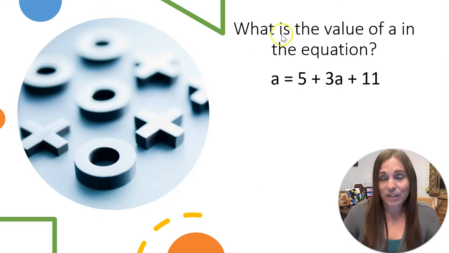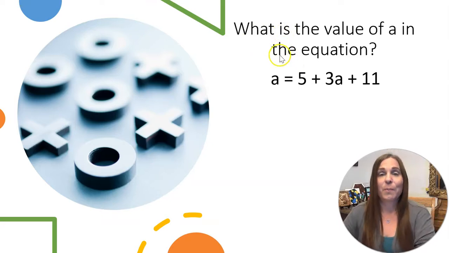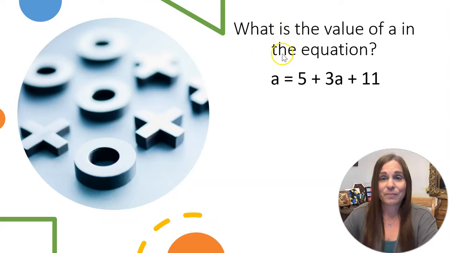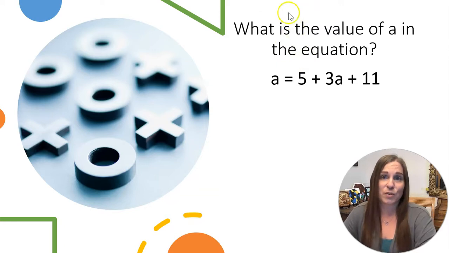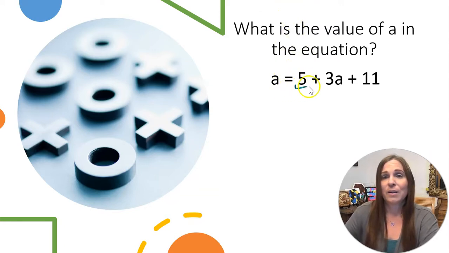This one is a little different because we have variables on both sides. So let's combine like terms first. I can combine the 5 and the positive 11. So I would have a equals 16 plus 3a.